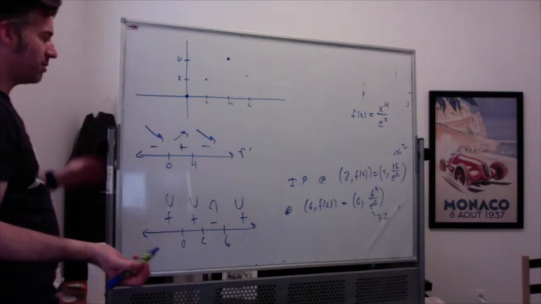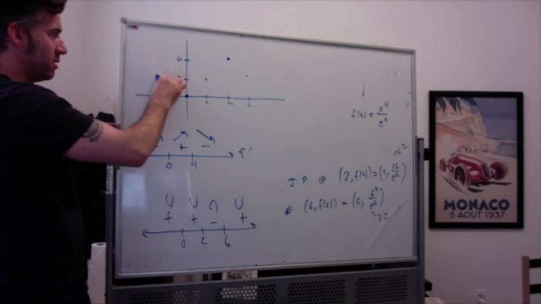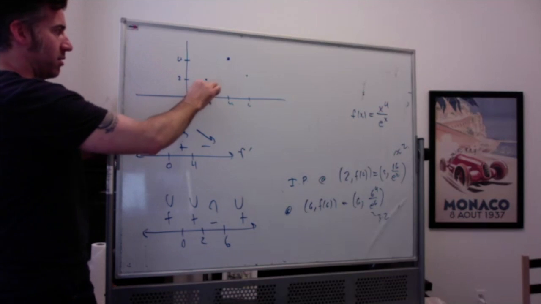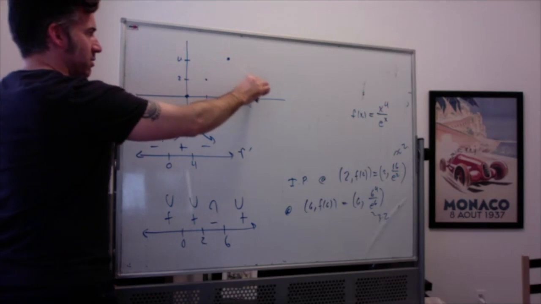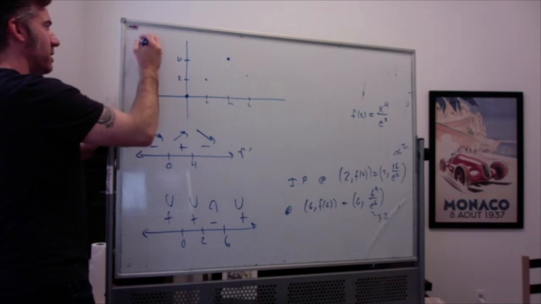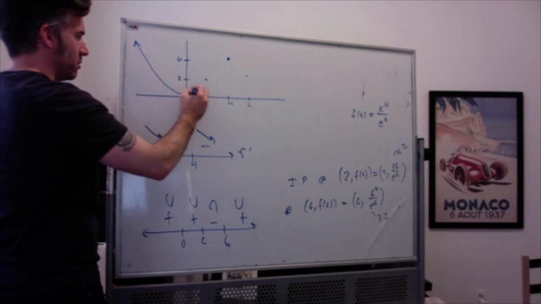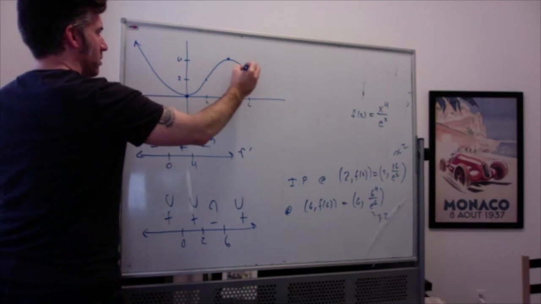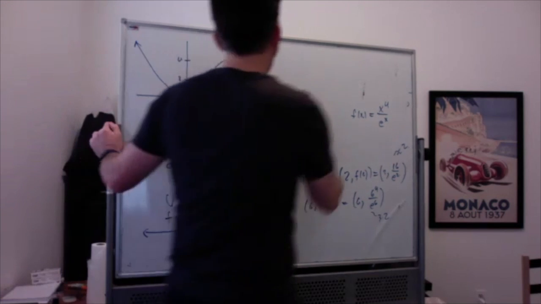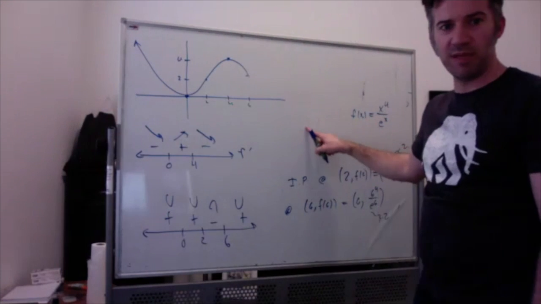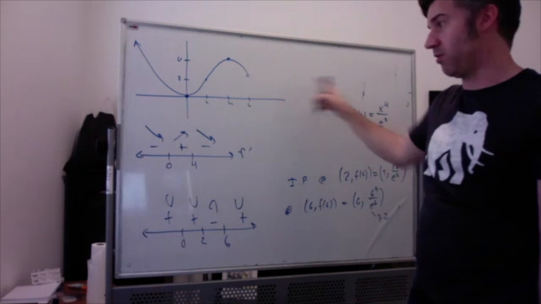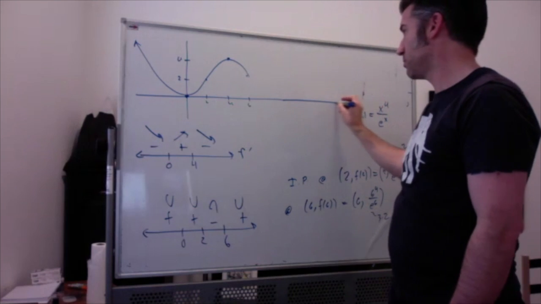Okay, so here's what I know is happening. I know I'm decreasing, hit that point, then I'm increasing, hit that point, then I'm decreasing. Okay, so let me ask you guys. Does the fact that I'm decreasing over here mean that I have to have a horizontal asymptote to the right? Yes or no?